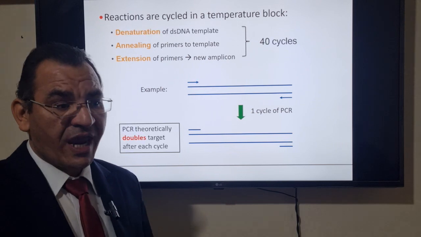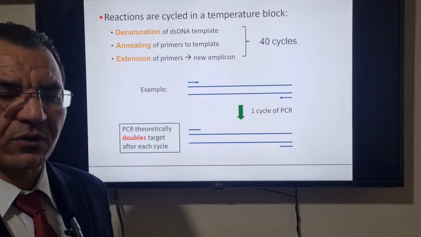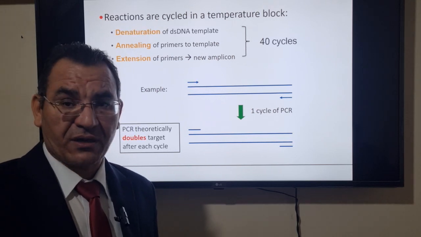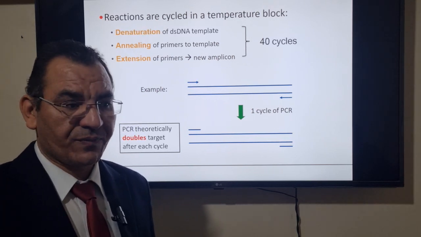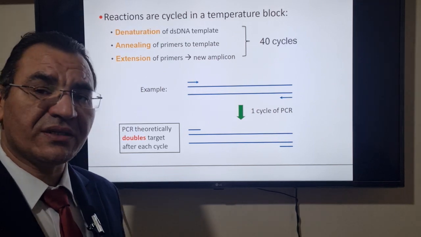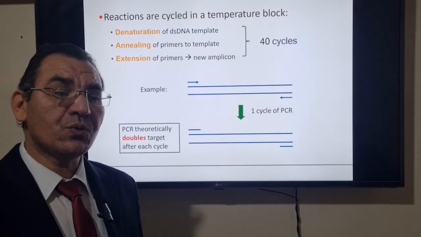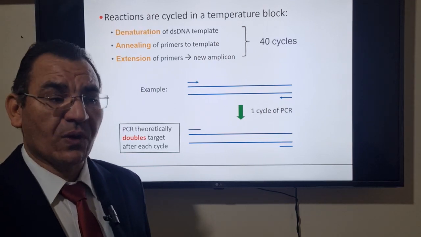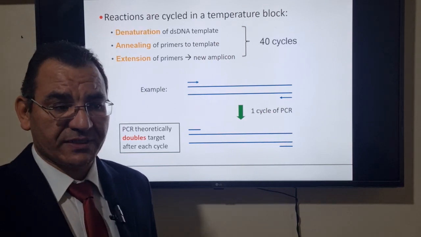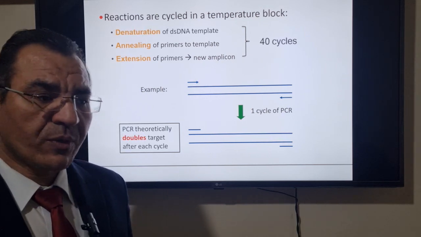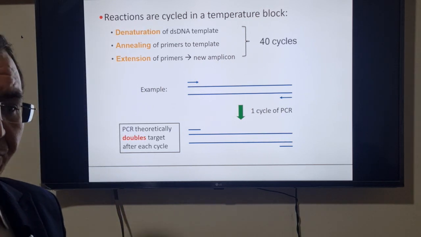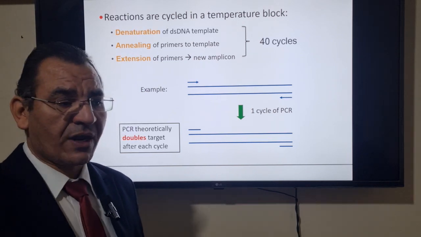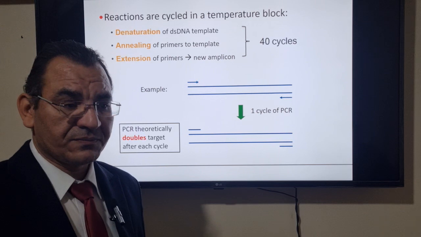In both techniques, reactions are cycled in a temperature block. Every single cycle consists of three steps: denaturation, annealing, and extension. In the denaturation step, the double-stranded DNA template is separated into two single-stranded DNA molecules. This allows the primers to anneal to these two templates, and the Taq polymerase enzyme will add nucleotides, producing a new amplicon. PCR theoretically doubles the target after each cycle.